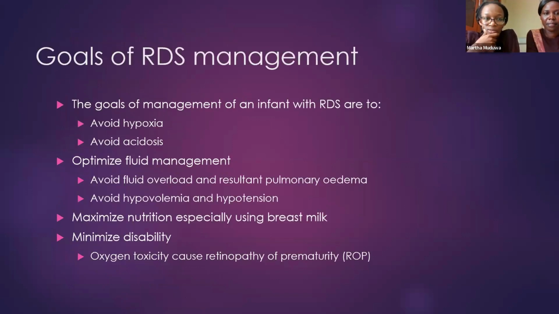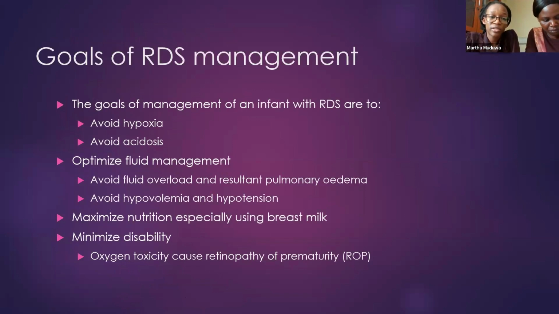So what are the goals of management? Our goals of management for RDS are, like I mentioned earlier, avoid hypoxia. So you want to monitor these oxygen saturations. And you also want to avoid acidosis. So in a condition where you cannot measure, like Dr. Amir was mentioning, being able to measure the blood gases, you need to really avoid getting to the point where you have to look at this.